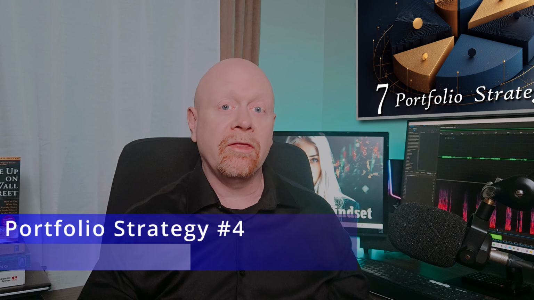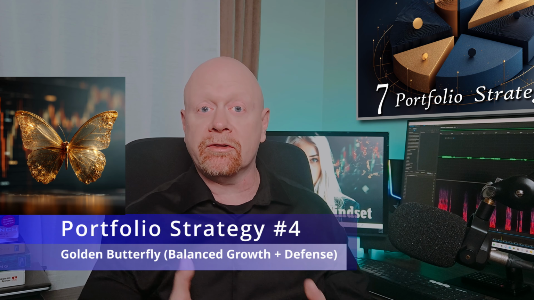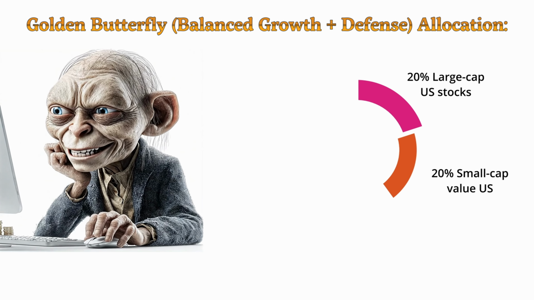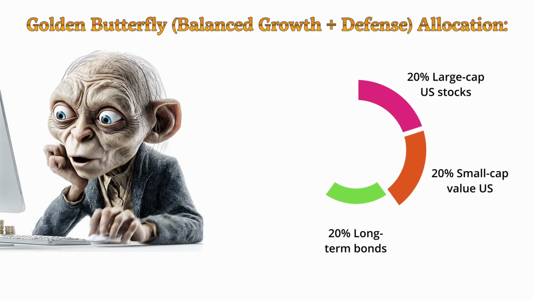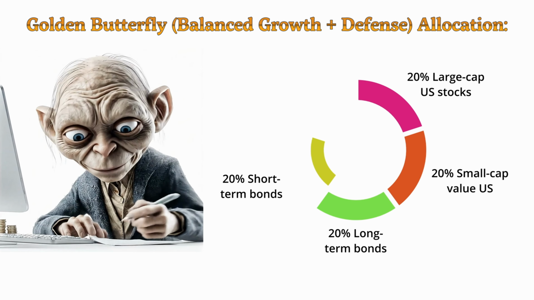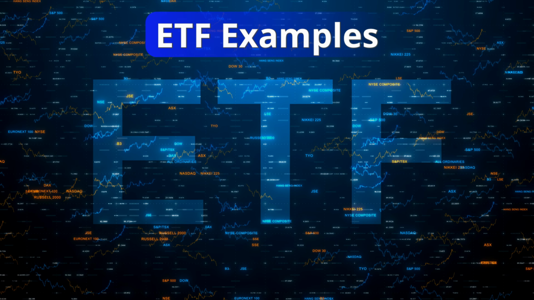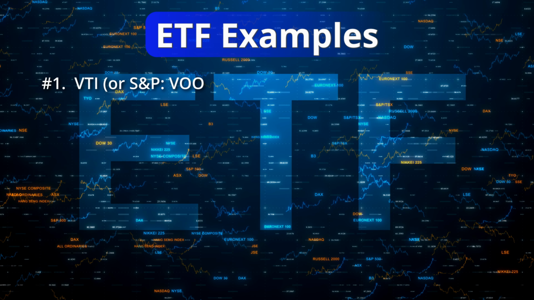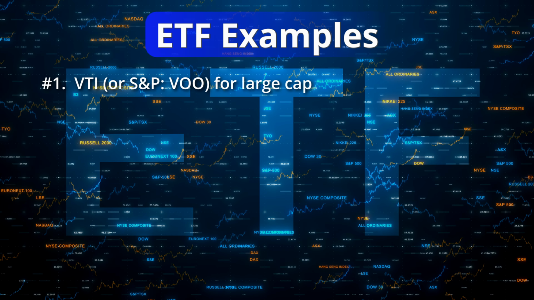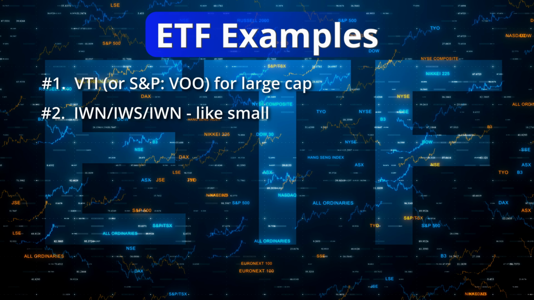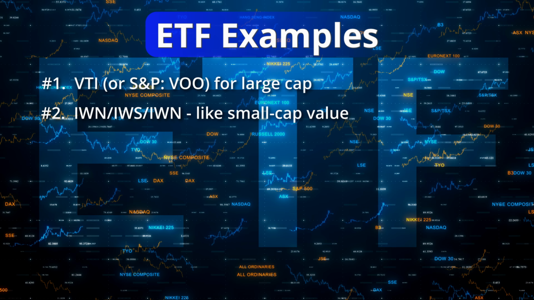Number 4, the golden butterfly, balanced growth plus defense. The allocation: 20% large cap US stocks, 20% small cap value US, 20% long-term bonds, 20% short-term bonds, 20% gold. ETF examples, VTI or S&P VOO for large cap, IWN or IWS like small cap value.